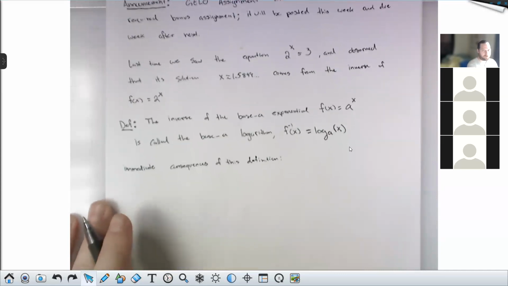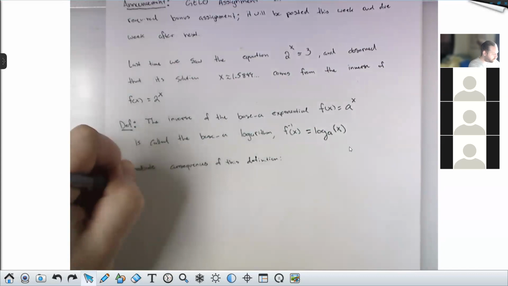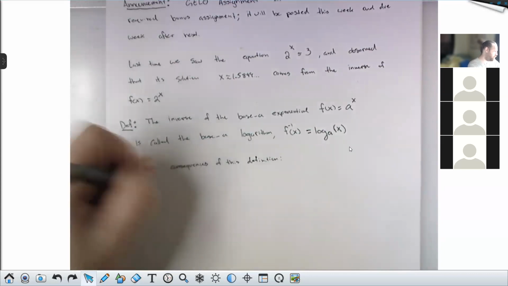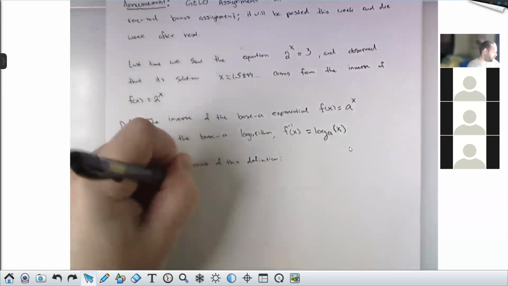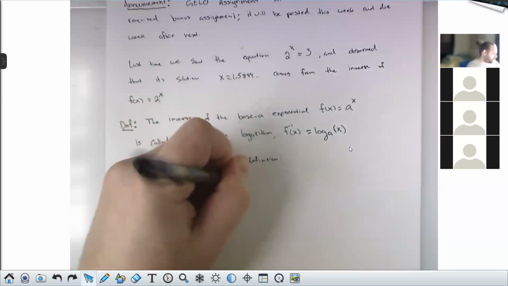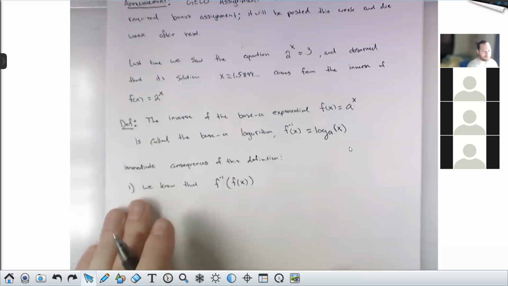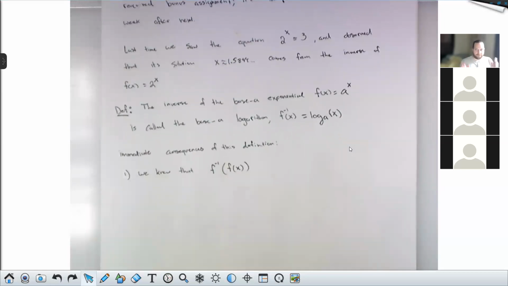All right, and you can think of these as alternate characterizations of the logarithm. We know, so first, we know that if you take a function f and you plug that original function into the inverse, so you take f inverse of f of x, what does this always simplify to for any function f? X. Yeah, that should always simplify to x.